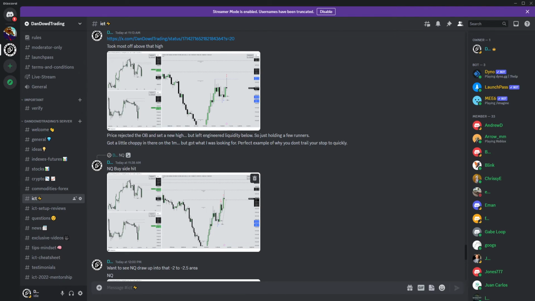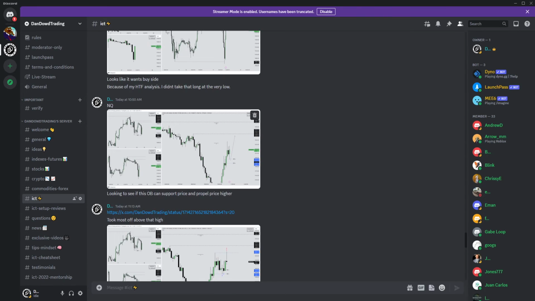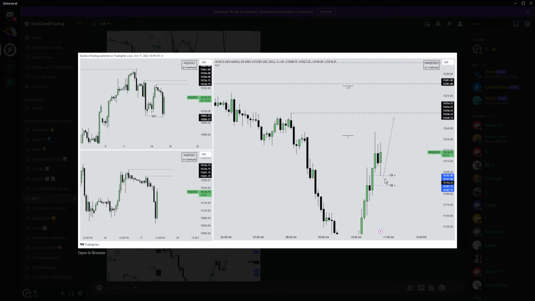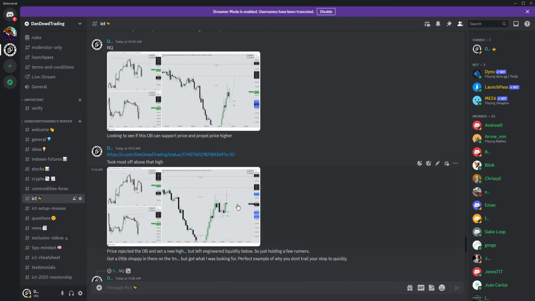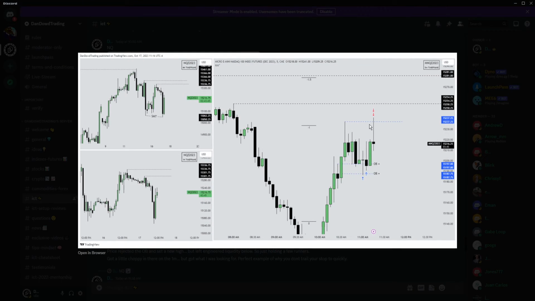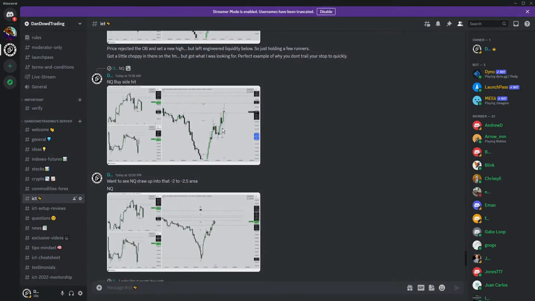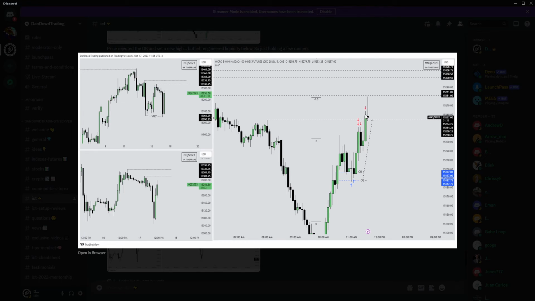You can see this was a setup from today on the NASDAQ. We had this bullish order block right here, and we were in the reaccumulation phase of a market maker buy model. I was looking for this order block to act as support and then start expanding for the buy side. You can see that price took out this first high right here, took some partials above there, and then it heads for the buy side, and that was the full TP above there.